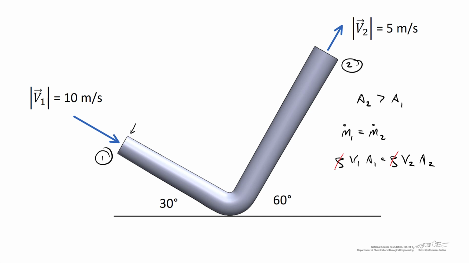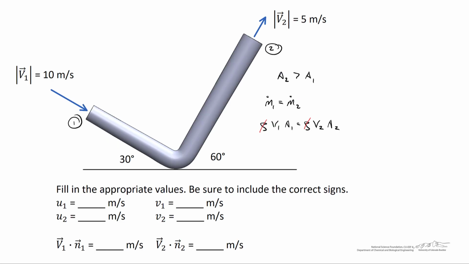And we can observe that here, the diameter at 1 is smaller than the diameter at 2. And the question we've got is to calculate values for u1, u2, v1, and v2, along with the dot product v1 · n1, and v2 · n2. And we need to be careful not to make any sign mistakes here.